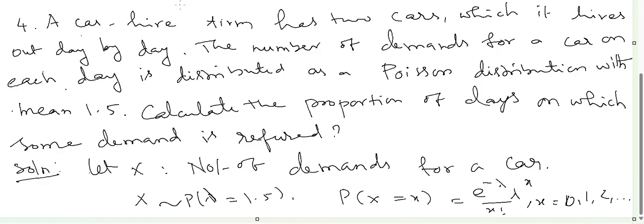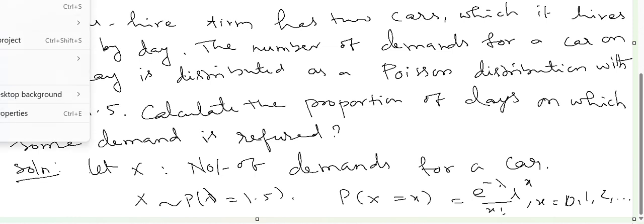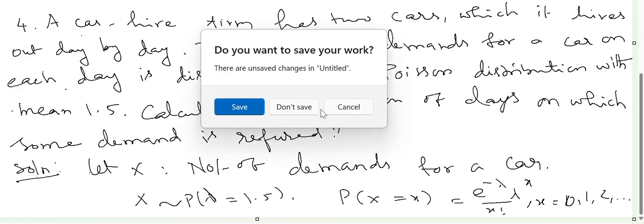For that, we need to get the answer. P of X equal to 0 is nothing but neither car is used. So P of X equal to 0 is e to the power of minus 1.5; the answer is 0.2231, use your calculator.